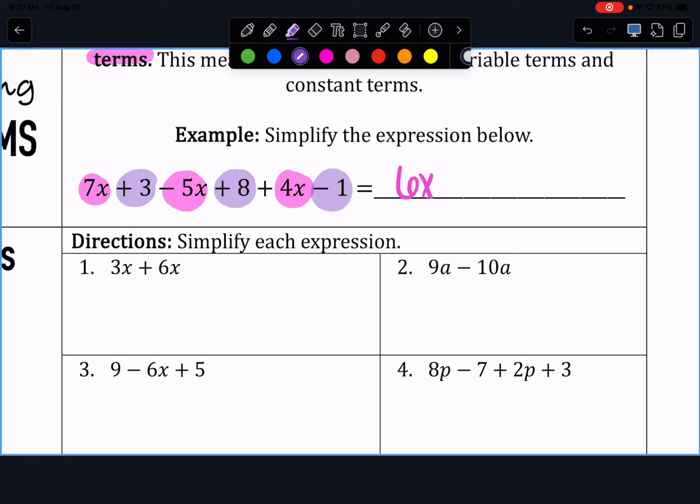All right, then what are our constant terms that we can combine? 3, 8, and negative 1. So what is 3 plus 8? 11. What is 11 minus 1? 10. So we get 6x plus 10 if we combine those.